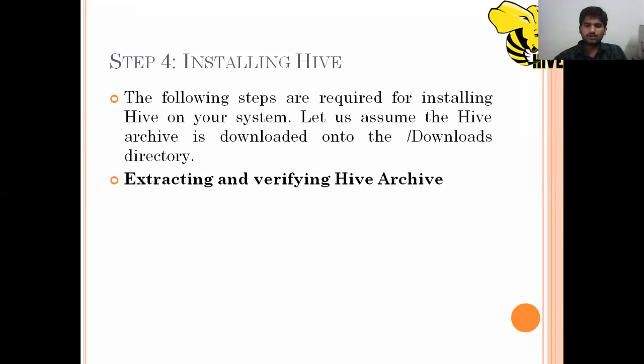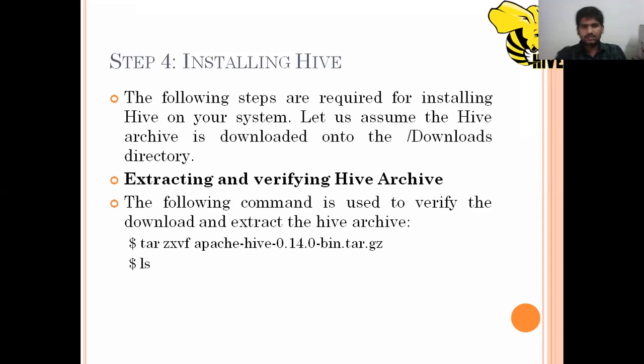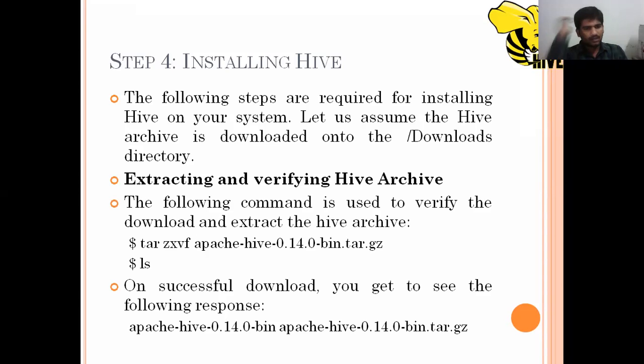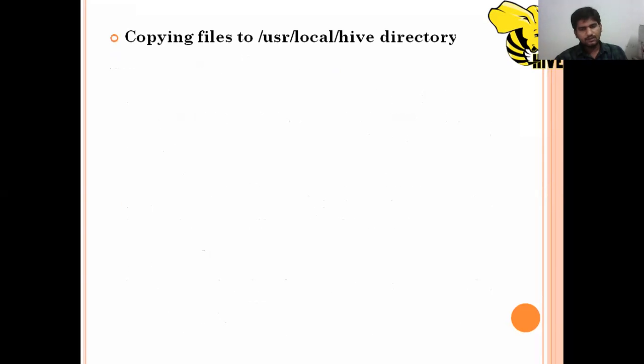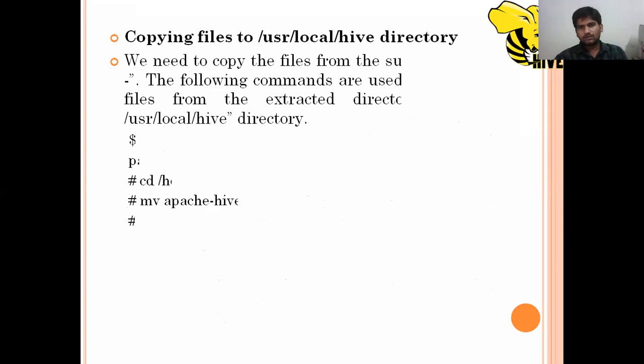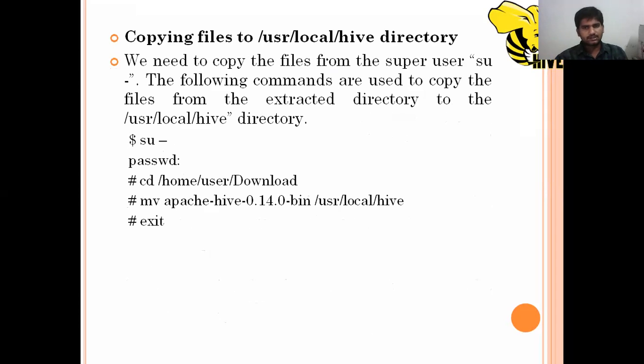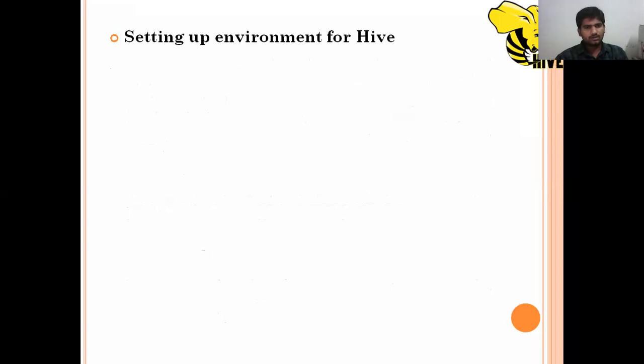After it is downloaded, we need to extract. Use tar -zxvf to extract the Apache Hive file. On successful extraction, we get the following response. After extracting, we copy from the Downloads folder to /usr/local in order to access it for all users. We give the password and move it from the Downloads folder. Then we set up the environment for Hive.